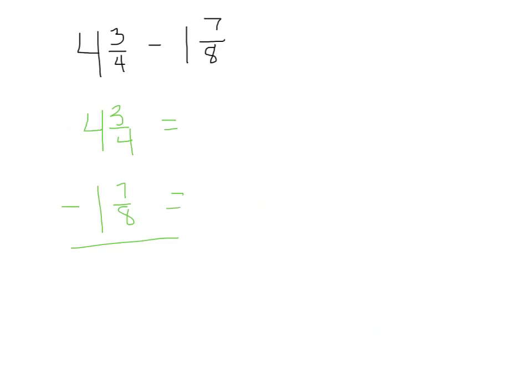Again, I've got fourths and eighths here, so I think I'm going to just turn them into eighths. It's a little bit easier. Don't need to get so big to use a quick common denominator. And that'll be a little bit easier when I want to turn it into lowest terms. So 4 3/4, the 4 stays the same. I'm going to multiply by 2 over 2. And it becomes 4 6/8. And then 1 7/8 is just 1 7/8.